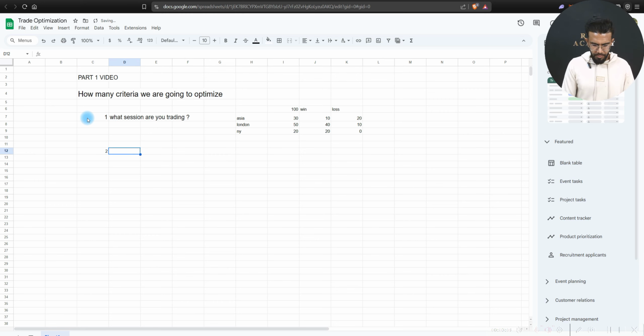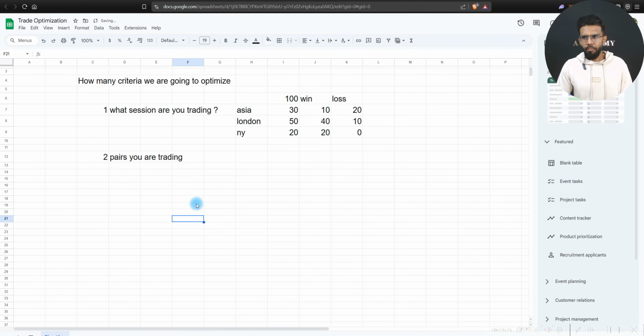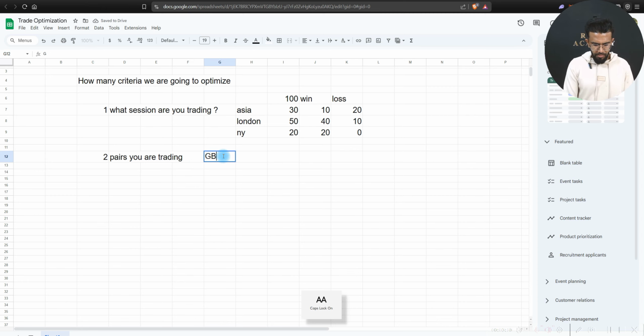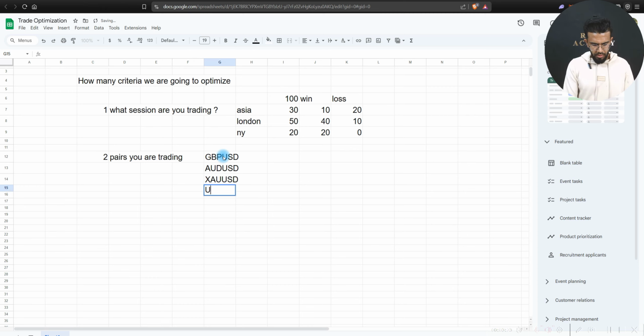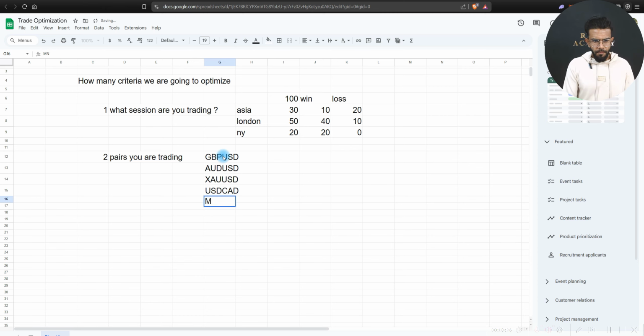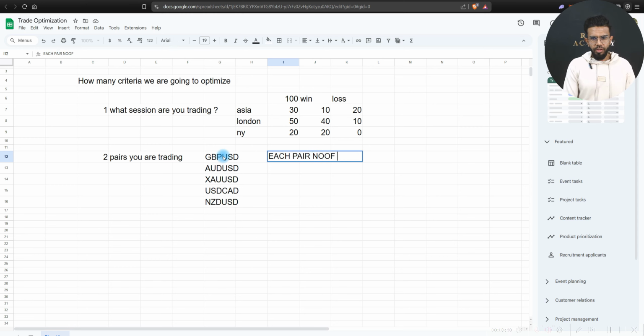Second, if you're trading more than one or multiple pairs, you need to divide by the pairs you are trading. Whenever you trade by pairs, you need to know whether you are trading one pair or a few pairs. Let's say you are trading multiple pairs. I'm just going to lay out a few, and then USD CAD. So let's say you trade multiple pairs, 4 to 6 pairs. Once you trade 4 to 6 pairs, you need to know how many trades you are taking for each pair. Each pair, number of trades.